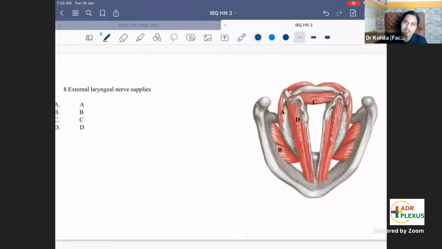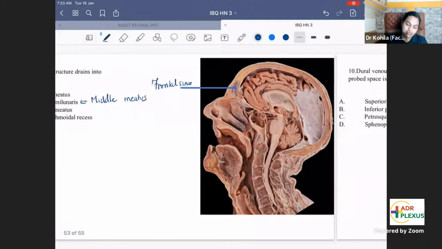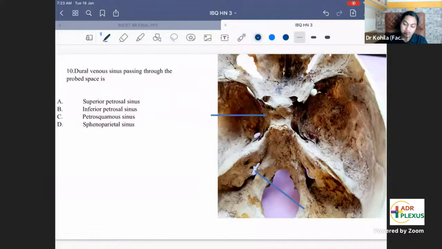External laryngeal nerve supplies... very good. Okay, by now you must be thorough. The pointed structure drains into frontal sinus, the anterior end, the superior end of hiatus semilunaris of middle meatus. The last question for today's session, not this arrow, okay, this one. The dural venous sinus passing through the probe spaces. Very good, okay. The inferior petrosal sinus, which is the first tributary of internal jugular vein.